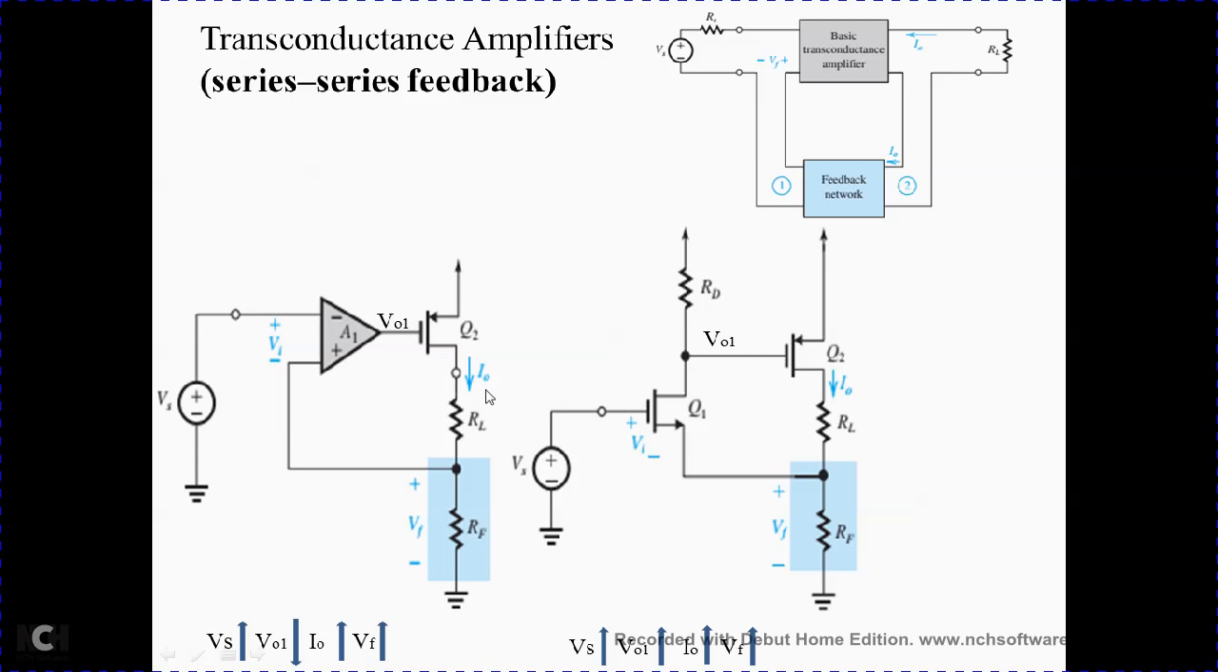So I0 increases. When I0 increases, Vf also increases. Current flowing through this Rf increases. So V is equal to I into R, so Vf also increases. Vf is connected to the positive terminal, the non-inverting terminal, of the op amp. So increase in Vs, increase in Vf. So it is a negative feedback. Right? We have one more example here. One is a common source, and this is a common drain configuration. The same thing applies to this also. This is one example of a transconductance amplifier.